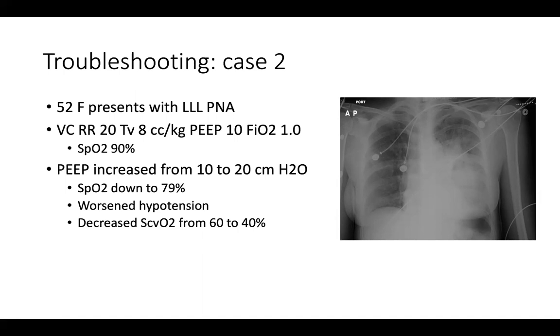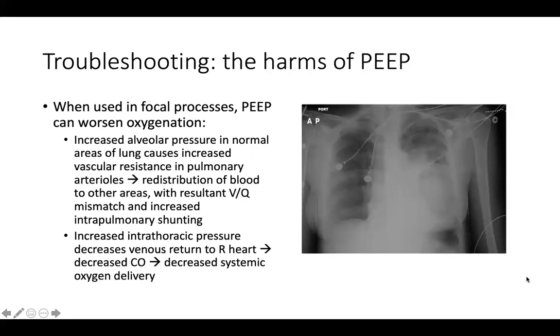The PEEP was increased from 10 to 20, and her O2 sat dropped. She became more hypotensive, and her mixed venous went from 60 to 40%. And so in reflecting on what happened here, this case actually demonstrates the sometimes harmful effects of PEEP. What happened for this patient is that the PEEP paradoxically worsened her oxygenation.